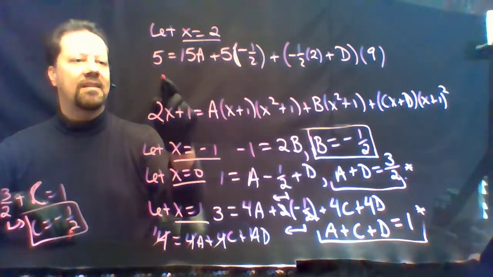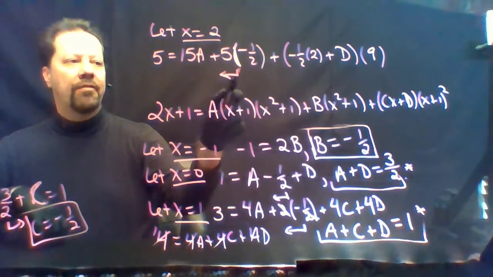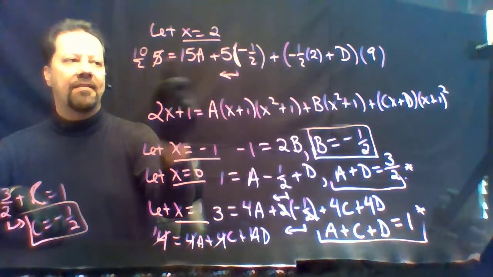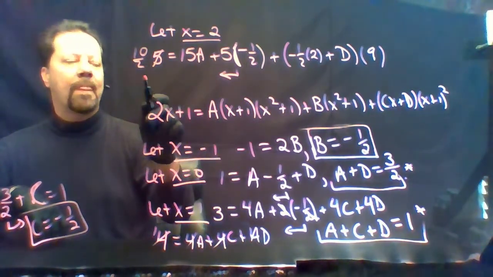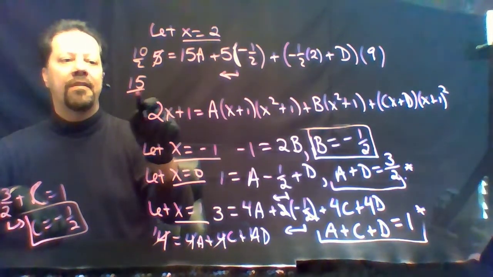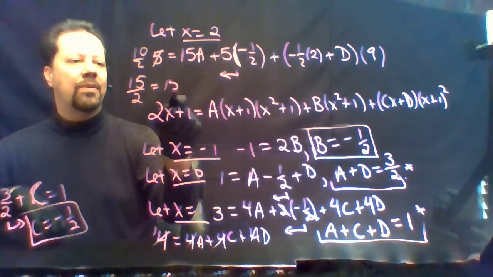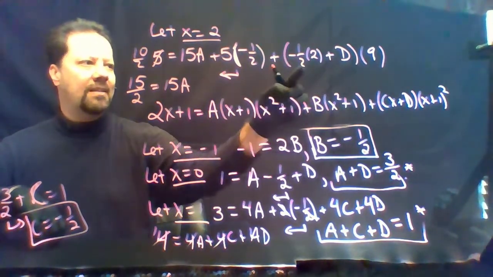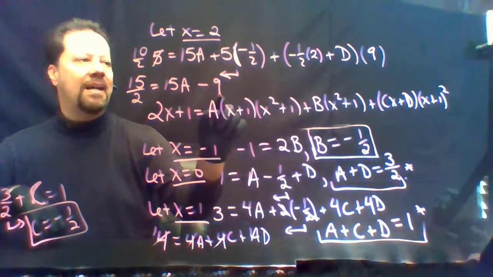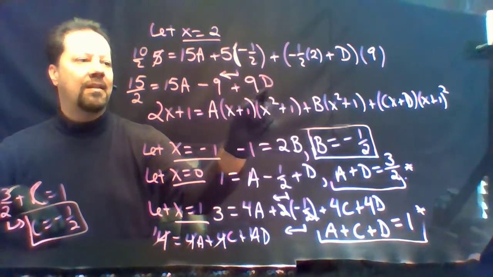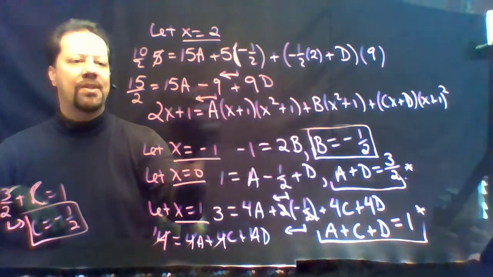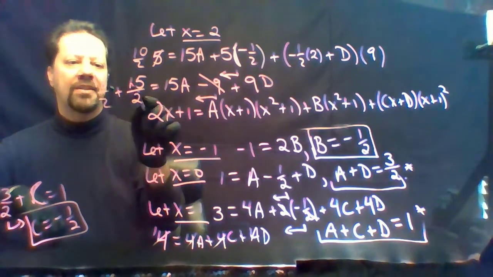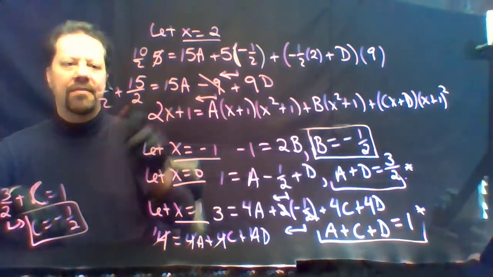We have then that if we move this 5/2 over to the left, this is 10/2. We'll combine that with another 5/2, we'll end up with 15 halves equals 15a. We'll have another minus 1 times 9. That's minus 9 plus 9d. We'll move the 9 over, which is 18 halves. That makes 20 and 13, that's 33 halves.